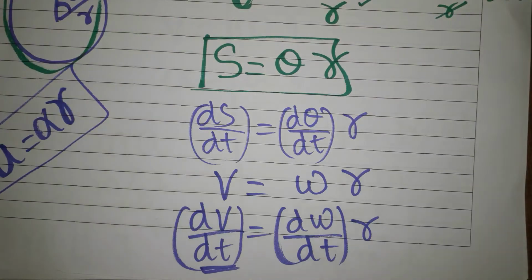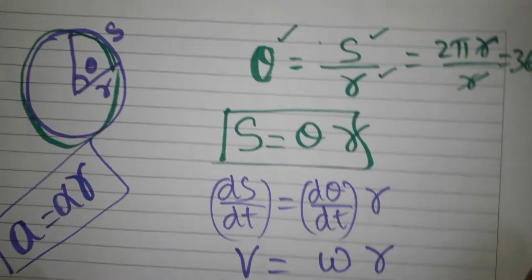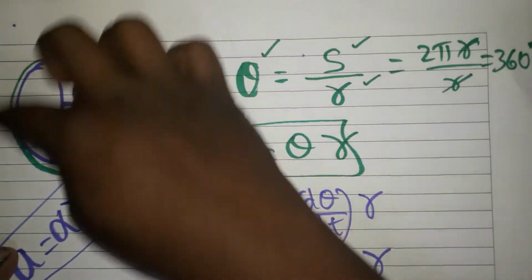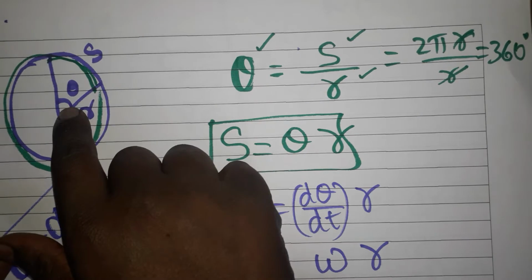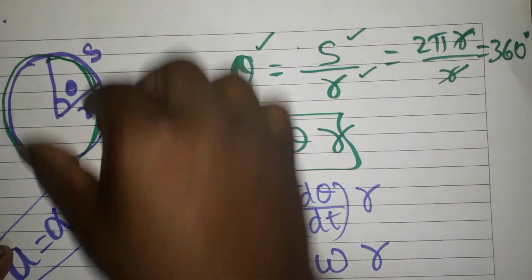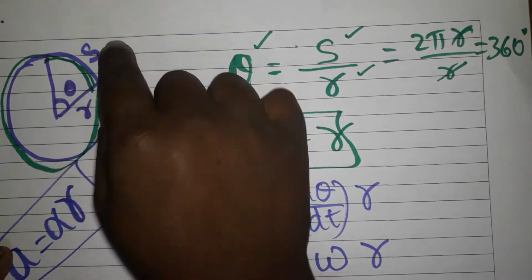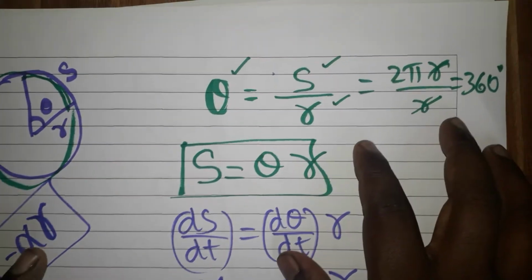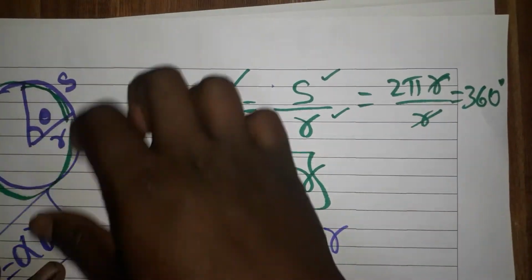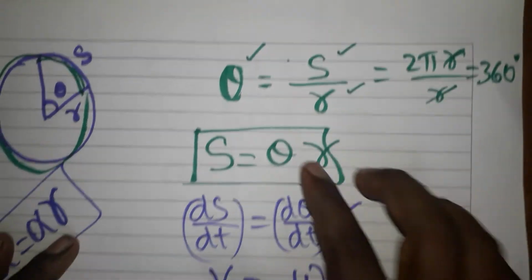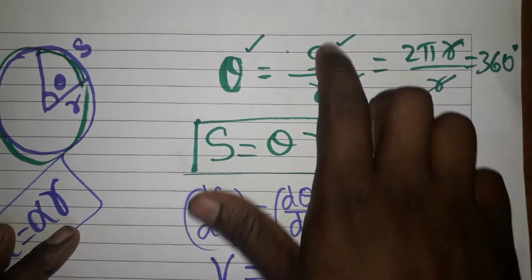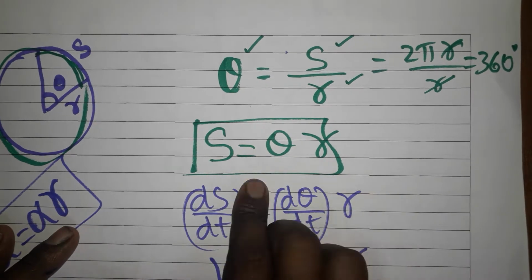The next one is a common relation. When we have circular motion, arc length by radius is equal to angular displacement. This is the formula: arc length by radius is equal to theta. If you want theta, S by R gives the unit in radian. If you want proof, the circumference of the circle is 2 pi r, divided by r, the r gets cancelled, giving 2 pi, 360 degree. So theta is equal to S by r, and S is equal to theta times r.